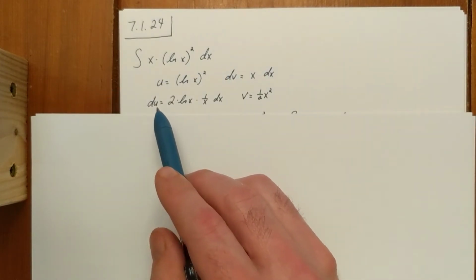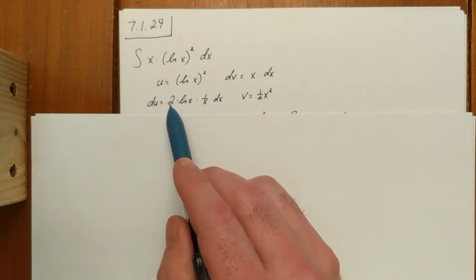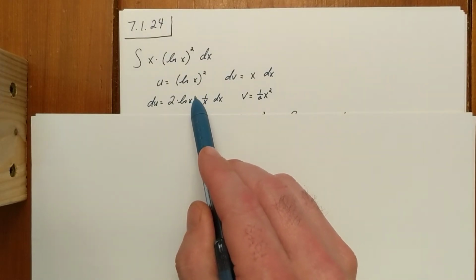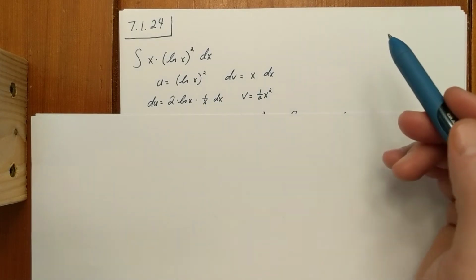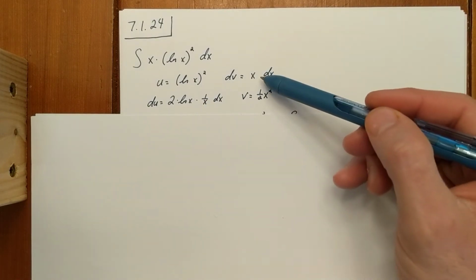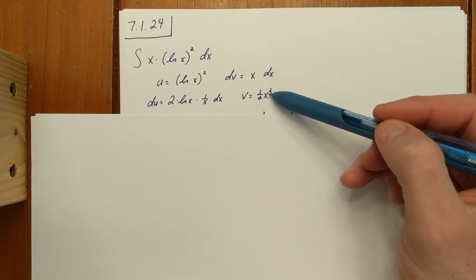Differentiating u, this gets a little tricky. Derivative of anything squared is 2 times the same base to the first power times the derivative within, which is going to be a 1 over x and a dx at the end of all that. Anti-differentiating dv, we're going to get a 1/2 x squared.